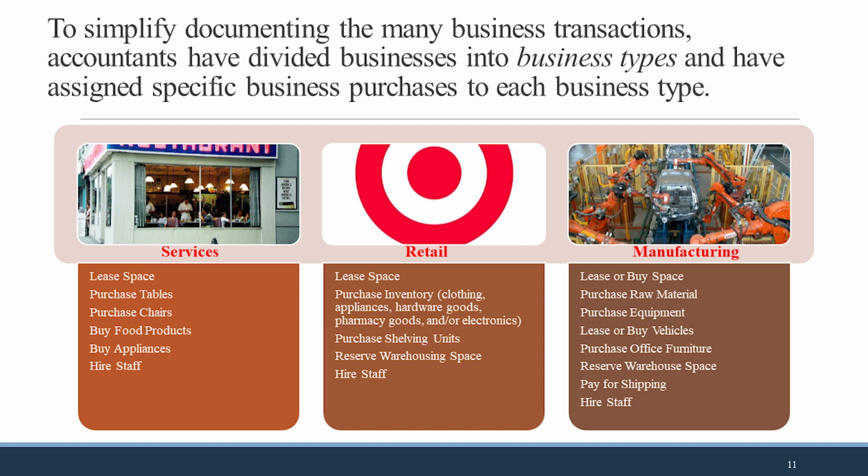Sometimes you'll hear people use the phrase business model. When they use that phrase, they're literally saying, how do you earn revenue? What have you set up in order to earn revenue consistently? We call that the business model. Accountants call it the business type. So what that means is this. Each business type has certain activities that occur that are unique to that business type. At the same time, they also have some activities that are universal that we find in all business types. So let's start with that first.